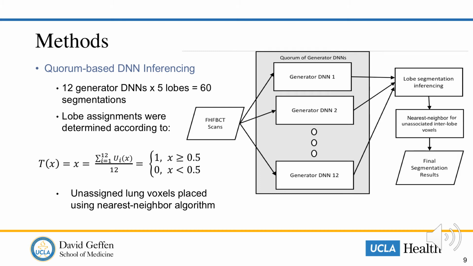In an automatic post-processing step, each voxel was assigned to a lobe of the lung according to a majority-based vote amongst the quorum member networks. And for voxels that were either left unassigned or assigned to more than a single lobe by this criteria, a nearest neighbor search was performed in order to assign lobe placement.